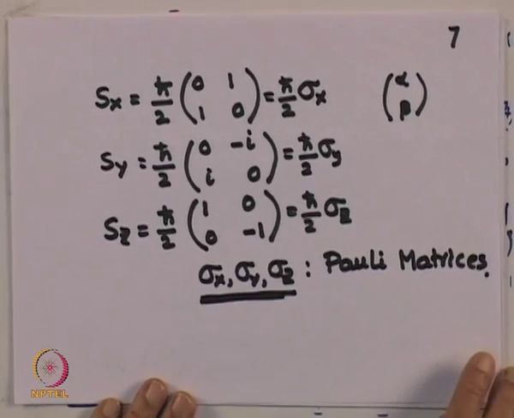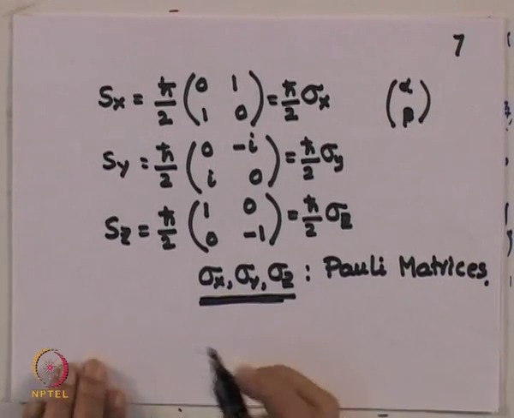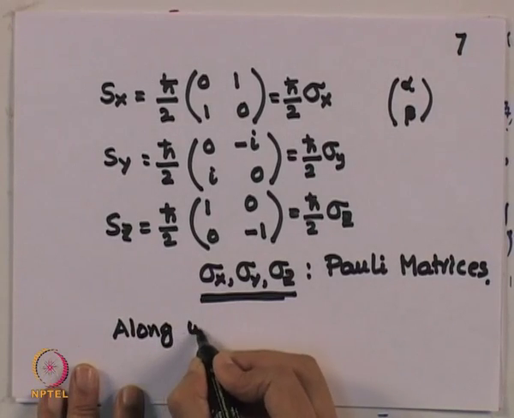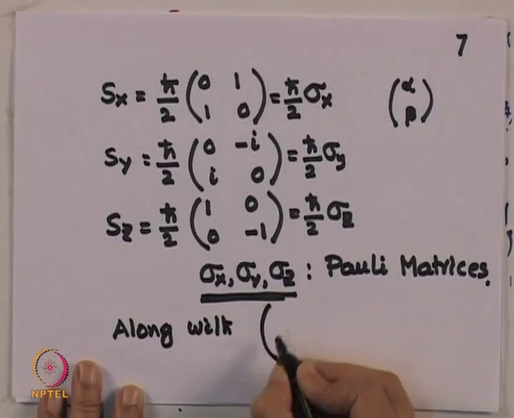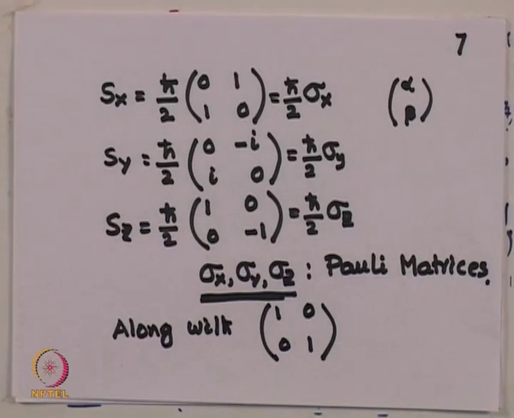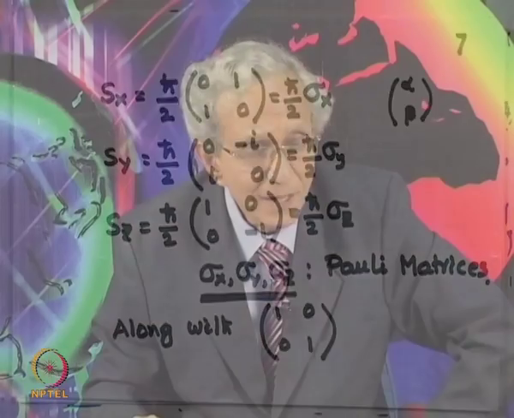Another thing is that it can be shown that along with the identity matrix, which is obviously 1, 0, 0, 1, if you take this collection of Pauli matrices, any 2 by 2 matrix can be represented as a linear combination of these 4 matrices. These Pauli matrices do not commute among themselves. We will be talking about that a little later.